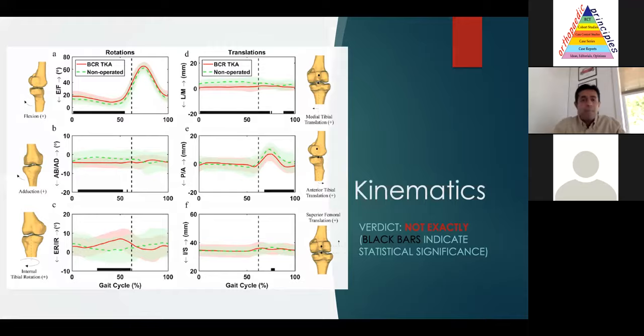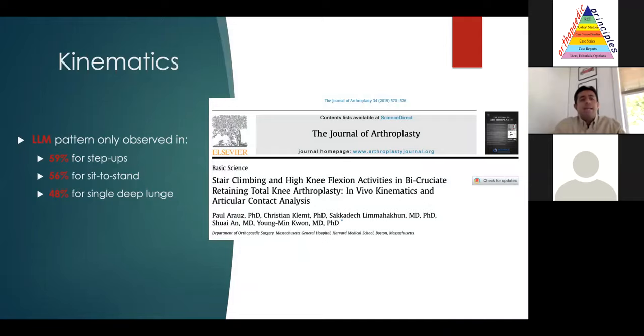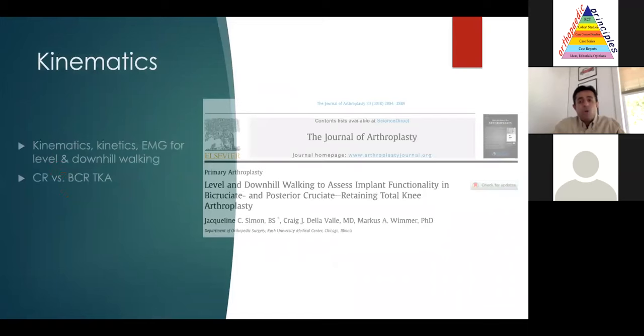And what this group also found is that this early lateral, late medial pattern was only found in about 50% of patients. So in the other 50% of patients, the dual pivot pattern of rotation was completely different, and you cannot predict what you would get.